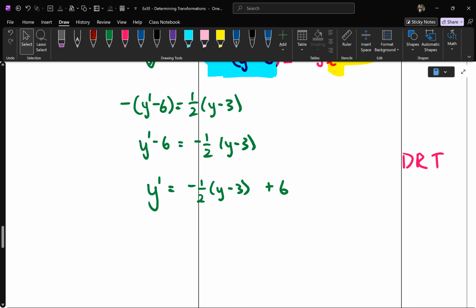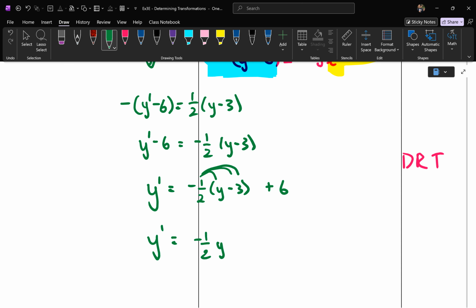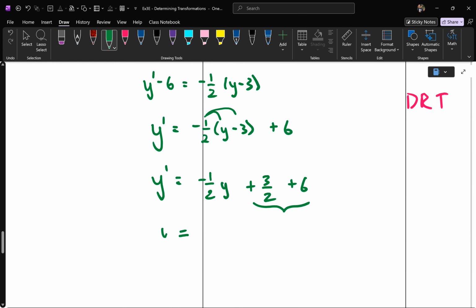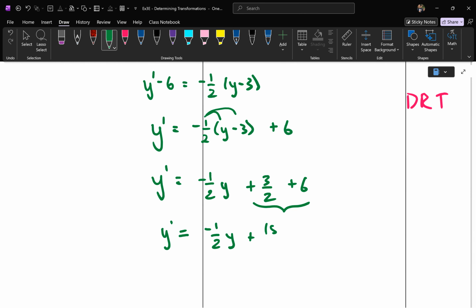Otherwise, usually, just for my own sake, I like Dr. T, if I keep it cleanly, I just expand everything. So if I expand everything and keep it clean, negative half times y gives negative half y. Negative half times the negative 3 becomes positive 3 on 2. Plus 6 means I can combine those two together, and my y transformation looks like this. Now, what's that? 12 plus 3, 15 on 2. So that's 7.5. Yeah. So that is Dr. T. That's your dilation reflection, and that's your translation for the y component.